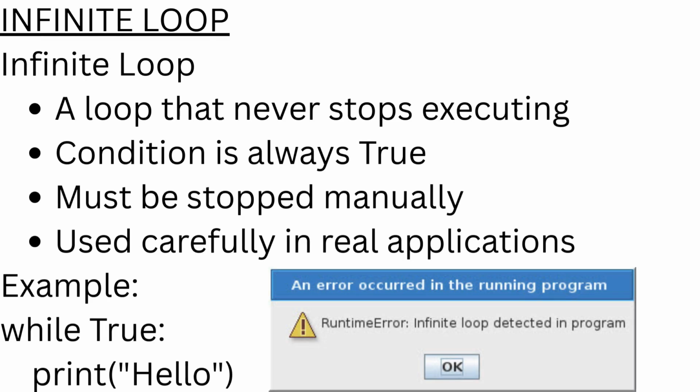An infinite loop is a loop that runs continuously and never stops on its own. This happens when the loop condition is always true. In this example, the condition is written as true, so the loop will keep printing the message again and again. Infinite loops are generally avoided in beginner programs. However, they are used intentionally in applications like servers, games, and real-time systems, where continuous execution is required.